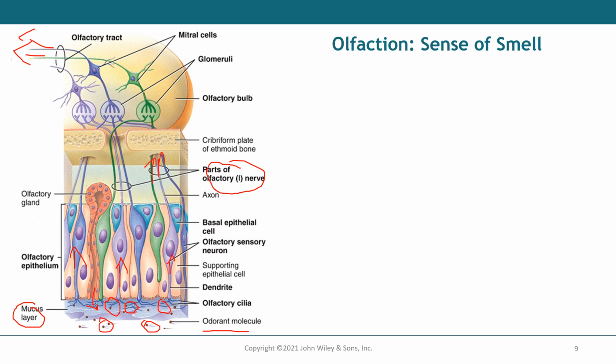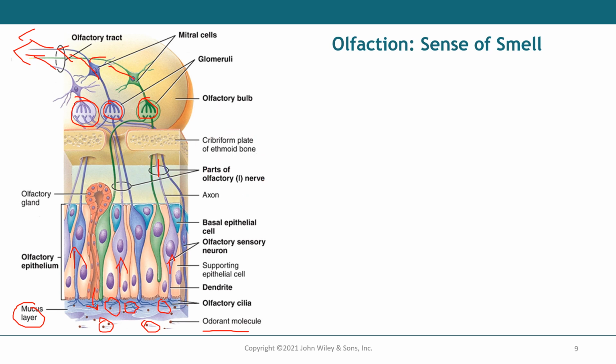They go through the cribriform plate, located in the ethmoid bone that we talked about in the beginning, and they will go through synapses. Here you see the synapses, and those synapses will be located in the olfactory bulb, and then they will send a signal through the olfactory tract to the brain, where it will be interpreted as a smell.